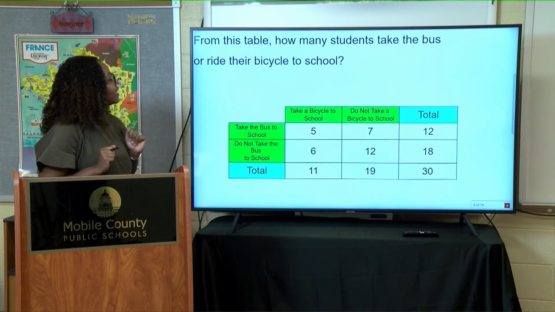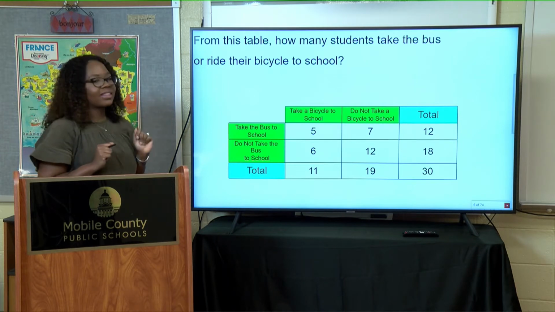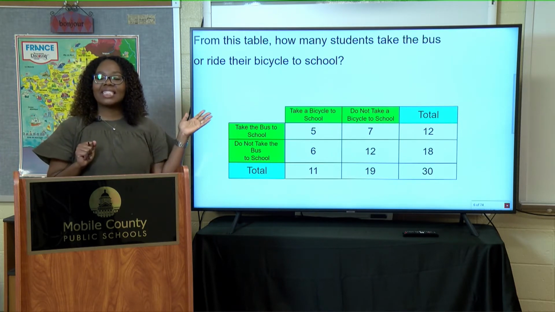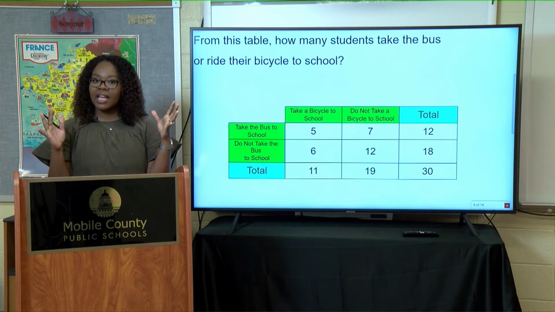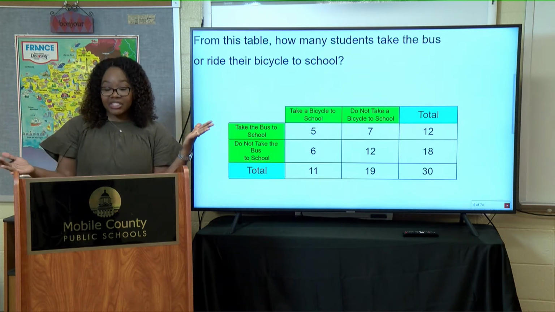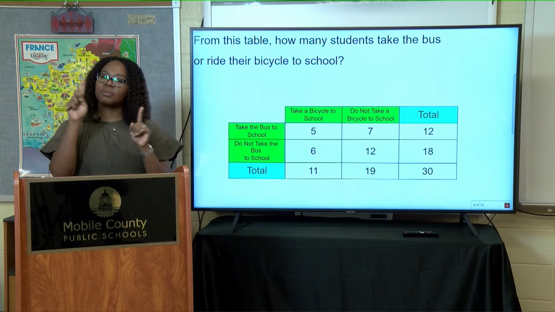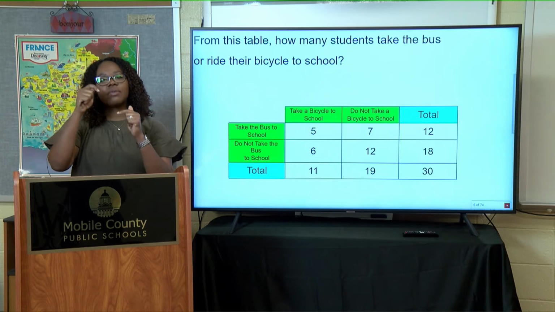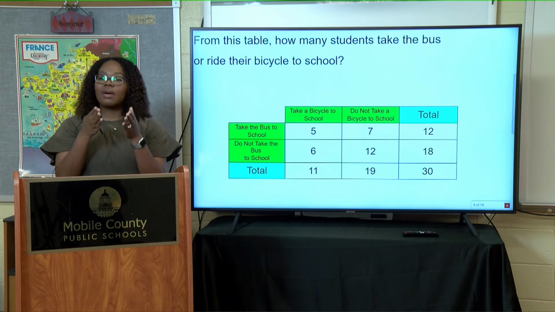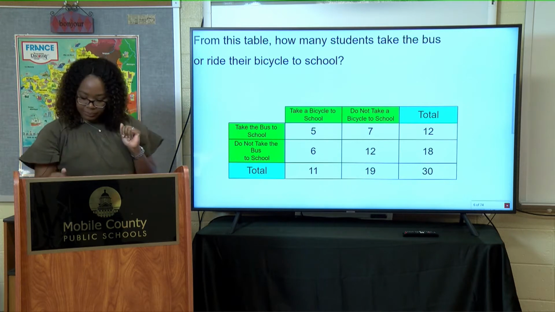So let's practice. From this table, how many students take the bus or ride their bikes to school? For this example, I'm going to break down the categories, and just like we used to learn our multiplication facts through a multiplication table, we will look at the columns and the rows. Those will be considered our factors. We'll find where the two intersect, and that will be the product. We're going to use that same exact strategy for our two-way table.